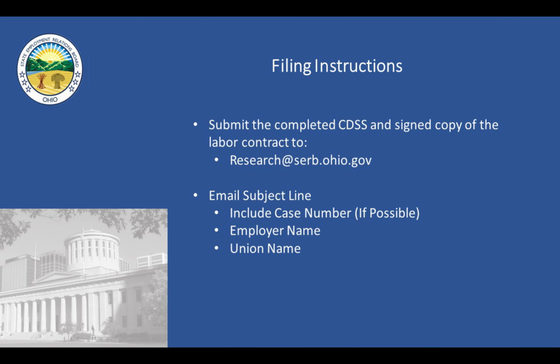The signed contract and the completed contract data summary sheet can be submitted by email to research@serb.ohio.gov. If possible, please include the case number and the names of the employer and union in the subject line. It's best to fill these sheets out shortly after completing the contracts so that all of the information is fresh on your mind. And don't worry if you have questions along the way. You can always contact the Research and Training Department at CERB and we'll be happy to help. Thank you.